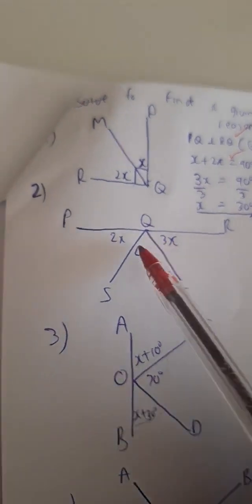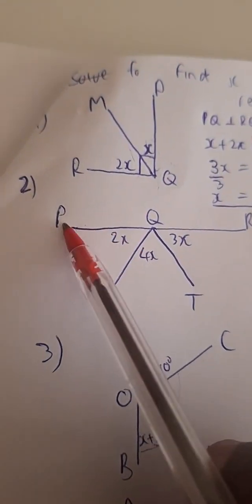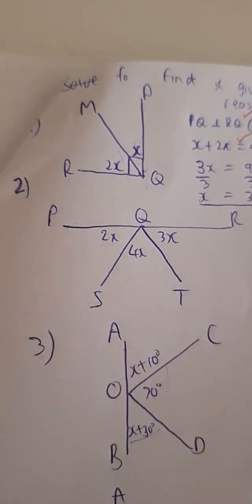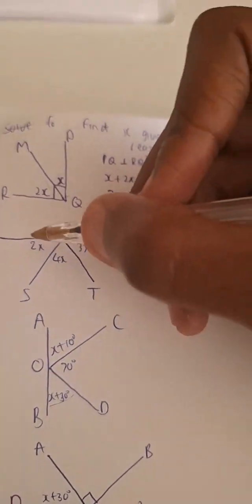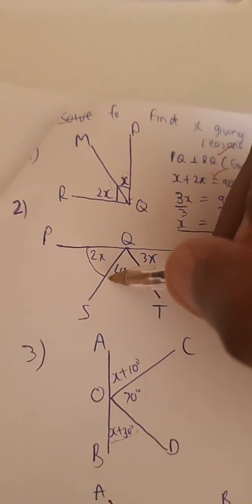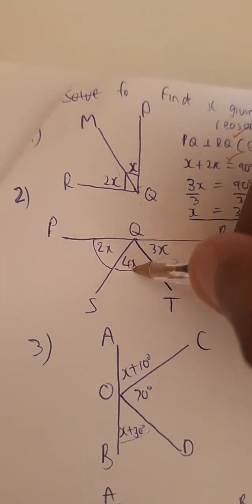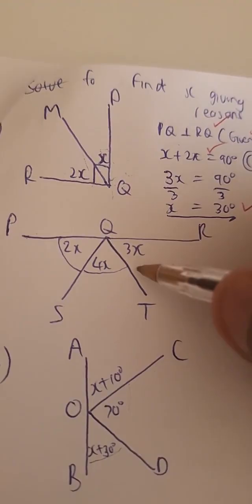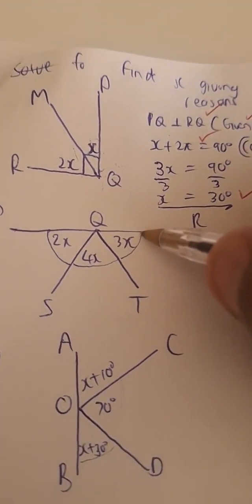Okay, next step, number 2. We've got line PQR. We've got 2x. Please take note, guys, 2x is from here to there. 4x is from this line QS to here. 3x is from this line QT all the way back to the line.